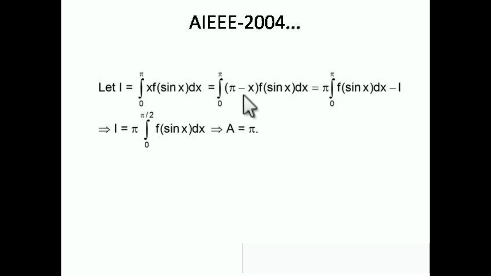Now this becomes pi times the integral from 0 to pi of f of sin x, minus the integral of x f of sin x dx from 0 to pi, that is I. Now this I goes here, so it becomes 2I, which is equal to pi times the integral from 0 to pi of f of sin x dx. So I is equal to pi by 2 times the integral from 0 to pi of f of sin x dx.